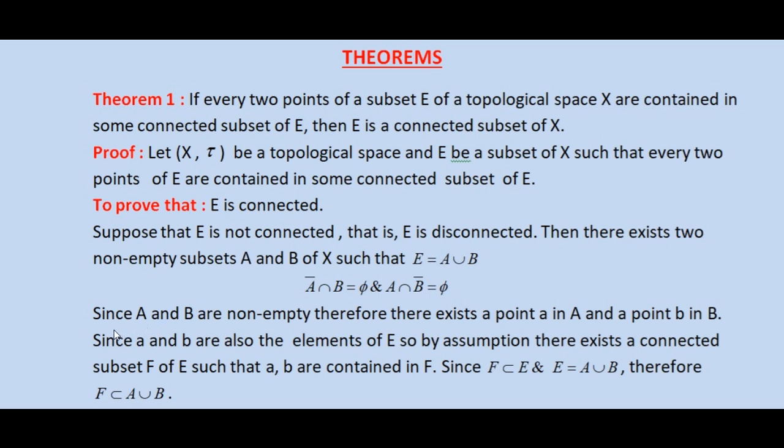Now, since A and B are non-empty, there exists at least one element in A and at least one element of B. So, suppose that a is any element in A and b is any element in B. Now, because a is an element of A, a also belongs to E. b is an element of B, so b also belongs to E. Thus, a and b are elements of E.